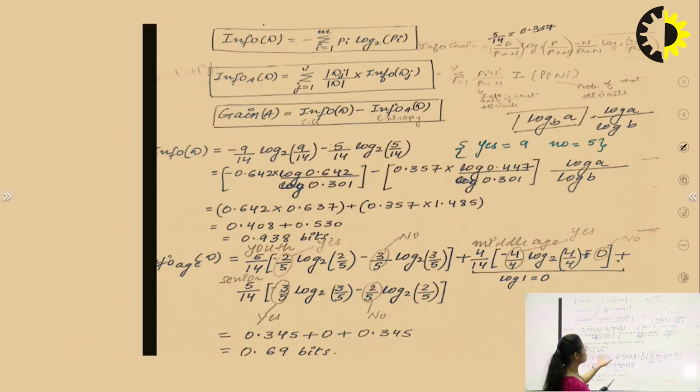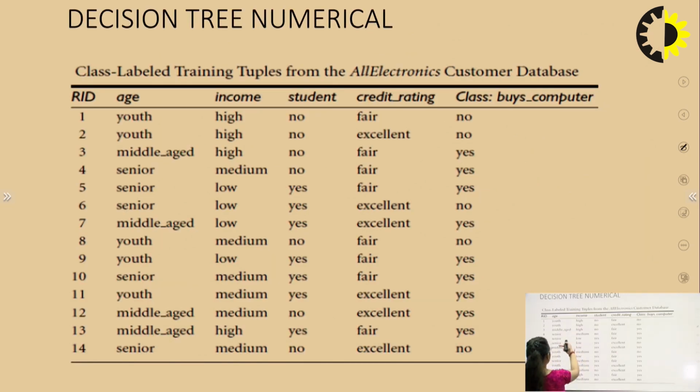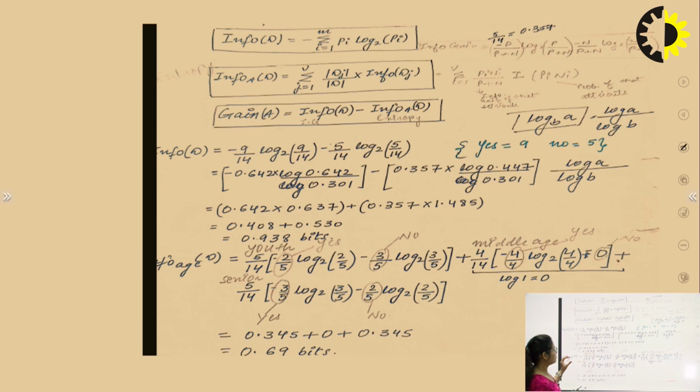We have 5 values of youth. From those 5 values of youth, we have 2 values of yes and 3 values of no. With the help of this formula, we will calculate youth, and again apply it on middle age. We have 4 values of middle age, and with respect to that, we calculate the Bayes computer, the values present in yes and no with respect to middle age, and the same goes for senior. This is the particular formula, and we put in all the values of youth, middle age, and senior.